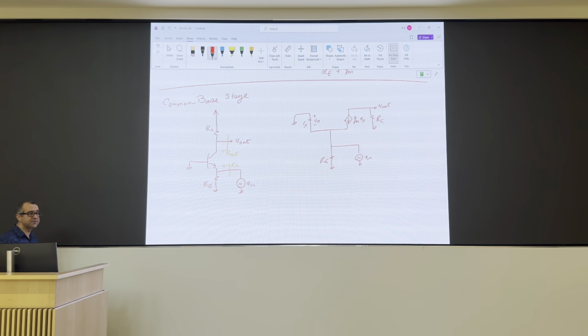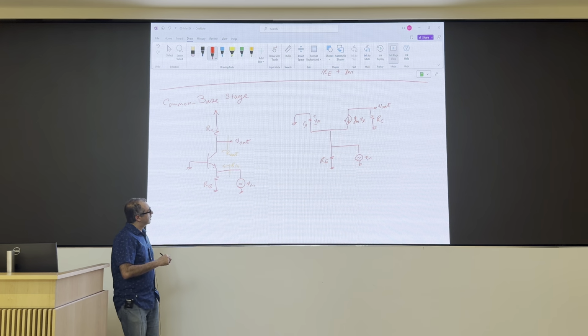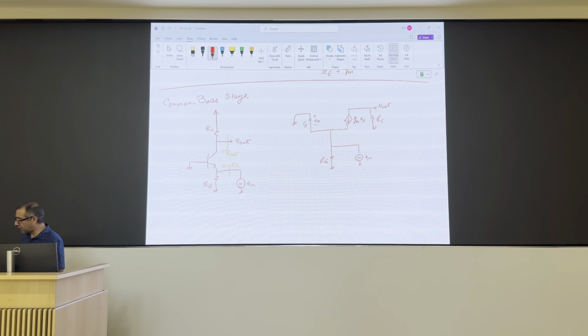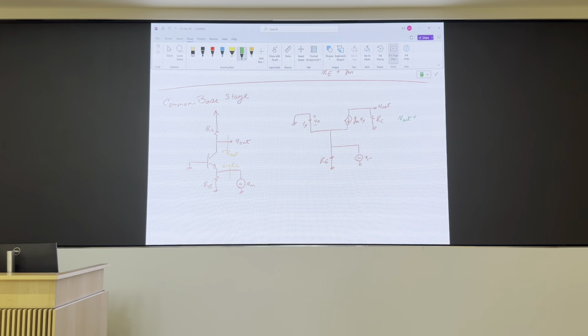Okay, so that's my circuit, and I want to find the voltage gain, V out over V in. So let's write V out and see what we need to find out. So V out is how much?